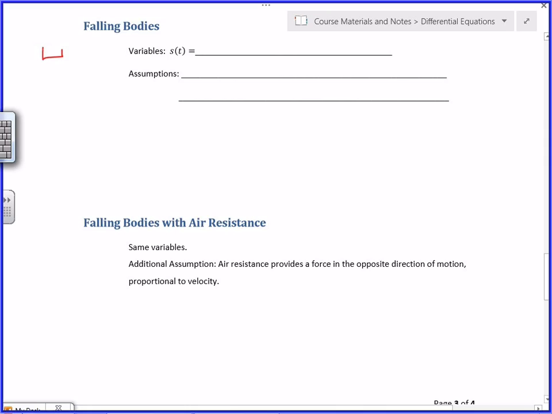All right, so I'm going to model a body by this block here. Here's the ground down here. I'm going to start with this object right here, and I'm going to drop it. It's going to go down this way. Let's say the initial height is s sub 0. So I'm going to let s of t be the height of the falling object at time t.